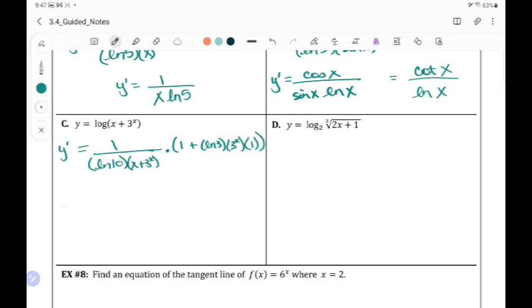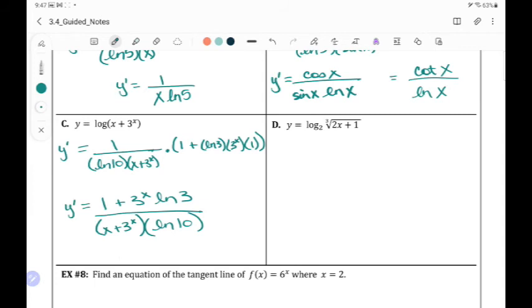We can simplify this. Y prime equals 1 plus 3 to the x natural log of 3 all over. Again, I like having the natural log at the end. There's not a specific order. You guys know that products have the commutative property and the associative property. They can be all rearranged. So that's my y prime: 1 plus 3 to the x times the natural log of 3 over the quantity x plus 3 to the x times the natural log of 10.